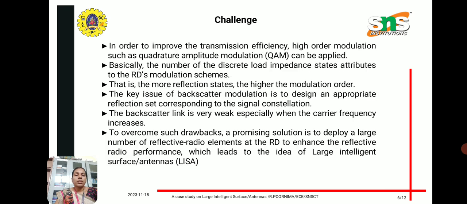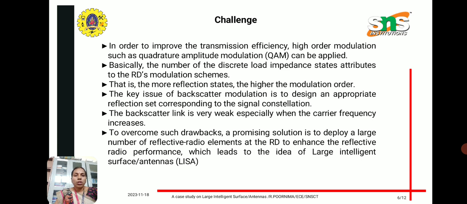So the challenge of this antenna implementation is given. In order to improve the transmission efficiency, higher order modulation like quadrature amplitude modulation can be applied. In this, the number of discrete load impedance states determines the modulation scheme. So the more reflectance states we have, the higher the modulation order required. The key issue in backscatter modulation is to design the appropriate reflection set corresponding to the signal constellation. The backscatter link is very weak, especially when the carrier frequency increases.